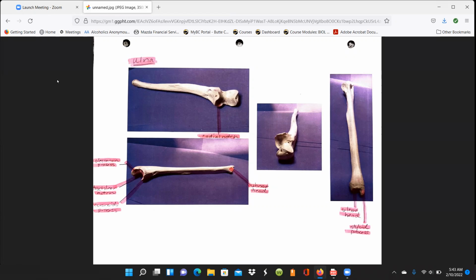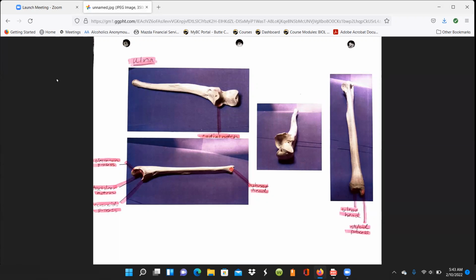Okay, we're going to start with the ulna. The ulna is the most medial bone of the forearm. And if you're looking at your arm, it's on the pinky side. And it connects with the distal end of the humerus.